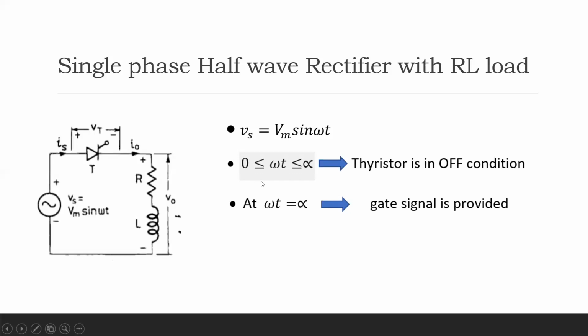But before alpha, that is in the interval from 0 to alpha, the thyristor will be in the off condition, right? The thyristor will not carry current, so the supply voltage will appear across the thyristor, correct? Now we will see the waveforms.